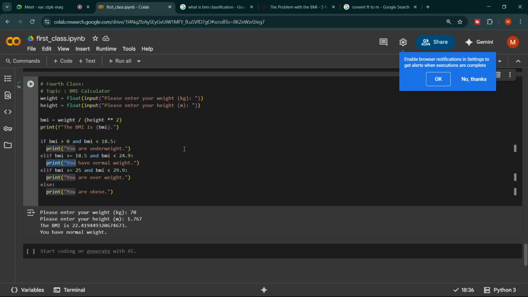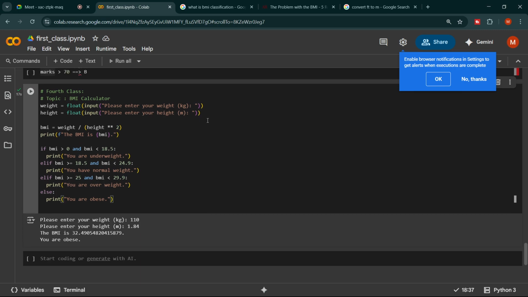So we can try one more example. Let's calculate again. Let's say someone has 110 kilogram weight, just an imaginary number, and let's say the height is about 1.84, correct? So let's enter. The BMI is around 32. So look, 32 does not lie in any of these conditions, correct? The last condition we have is greater than 25 and less than 29.9, so 32 does not even lie in this range. So what happened? Python itself redirected this to the else statement, and it printed you are obese, correct?